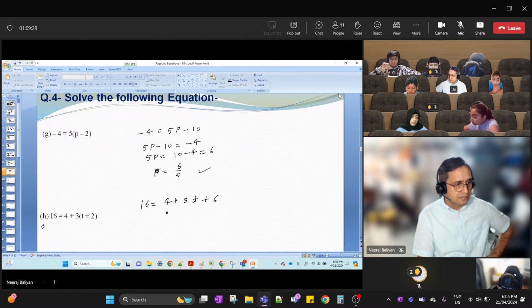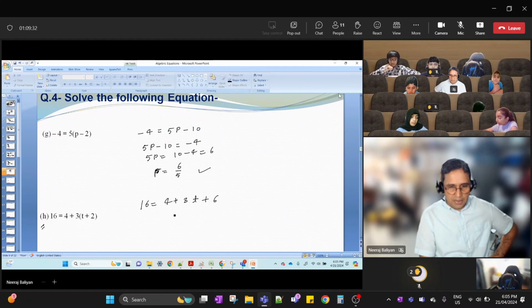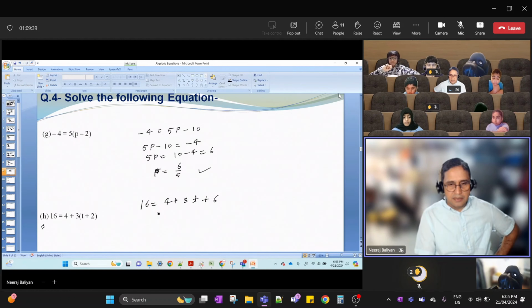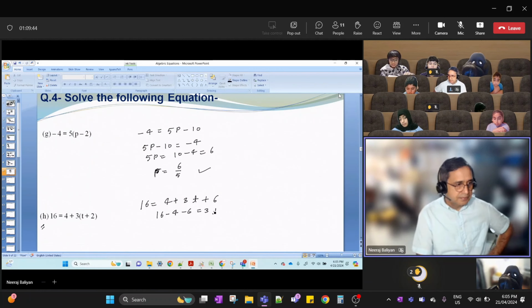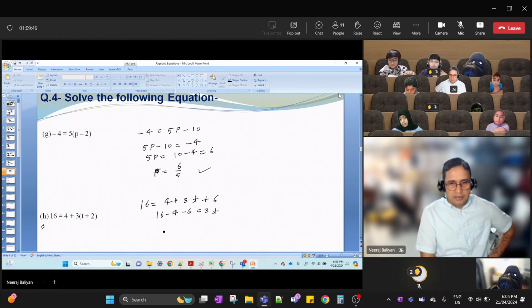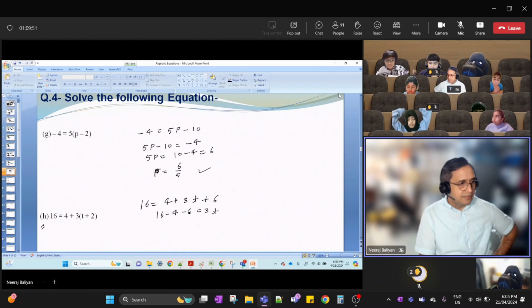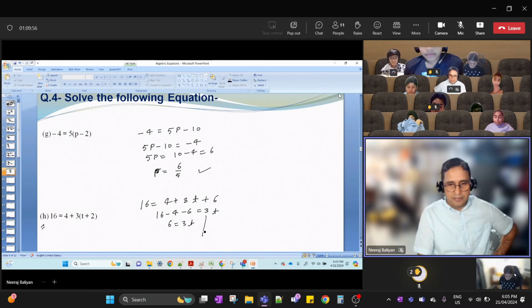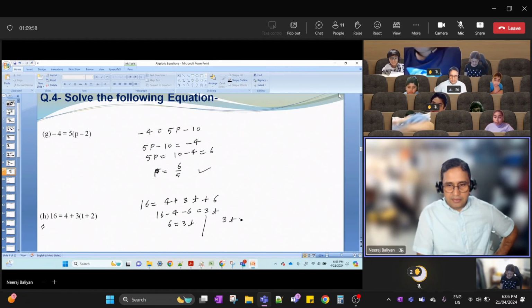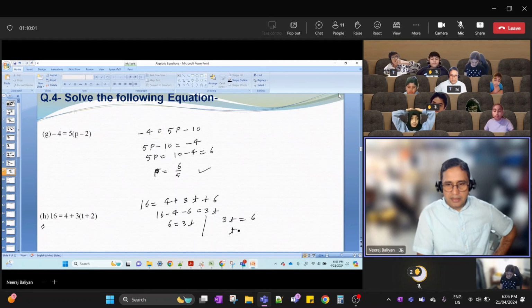We need to take the plus 4 and the plus 6 to the other side. So what will happen? 16 minus 4 minus 6 is equal to 3t. 16 minus 6 is 10, minus 4 is 6. 6 is equal to 3t. We always keep the variable on the left side. So 3t is equal to 6, and t is equal to 6 by 3, which is equal to 2.